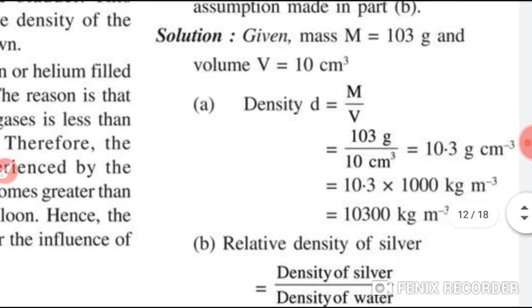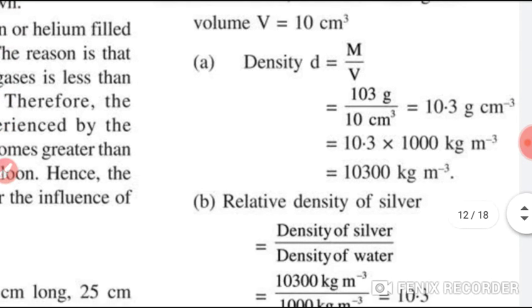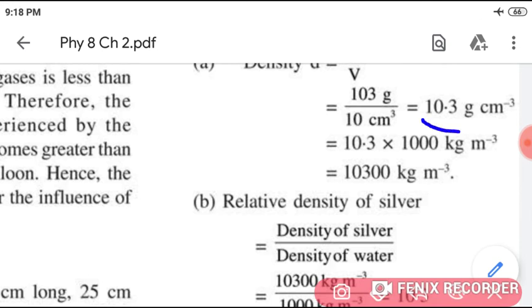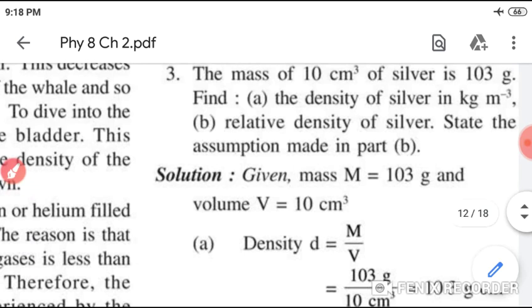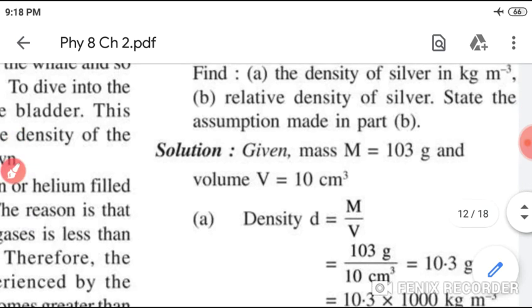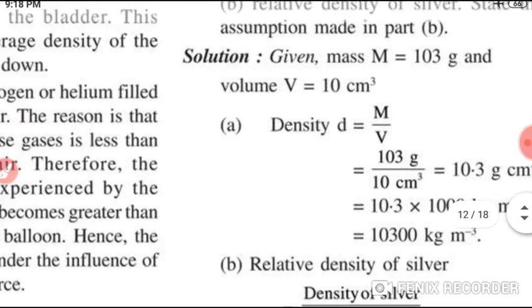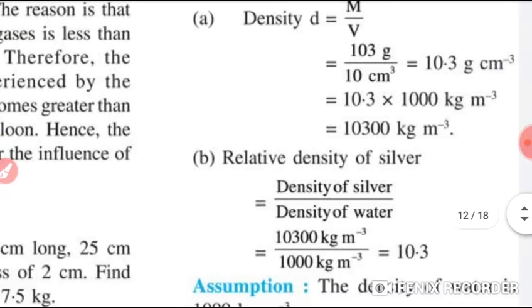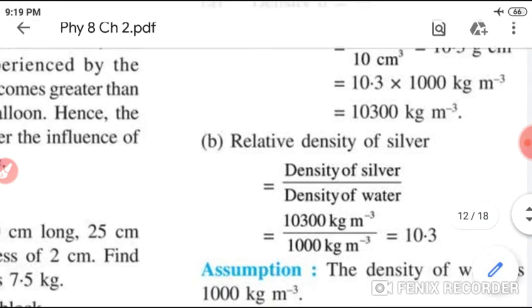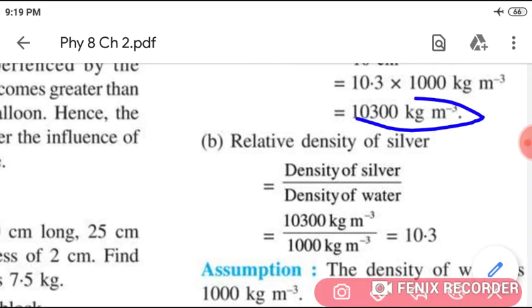When you use the formula, you will get the answer in gram per cubic centimeter. But here it is asking you to find the density in kilogram per cubic meter. So you have to convert it into kilogram per cubic meter. When you convert it, you have to multiply the answer by 1000.